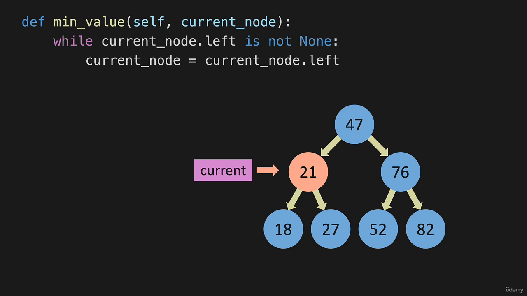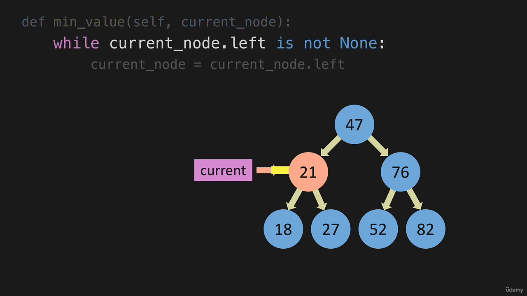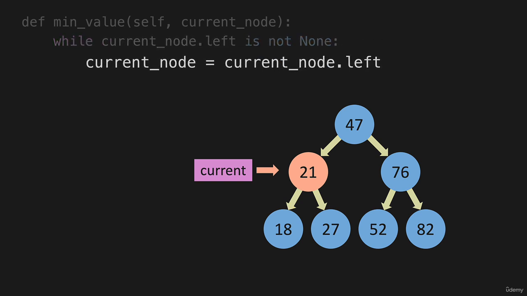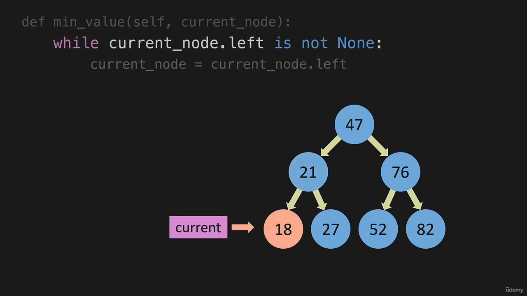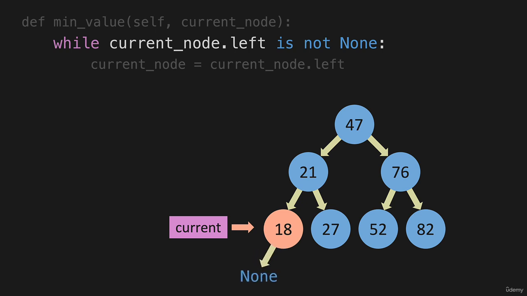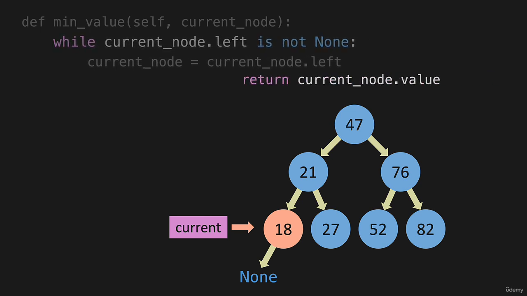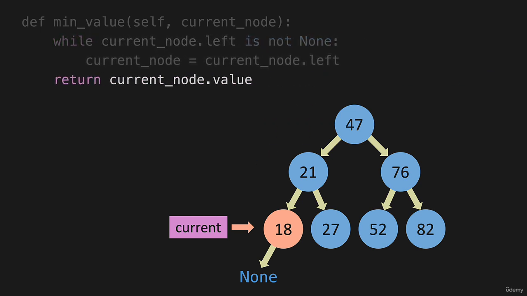And we'll run through this a couple more times. We'll say while current node dot left is not none, we'll set current node to be equal to current node dot left and move this down. But this time, when we run the while loop, current node dot left is equal to none, and that will break us out of this while loop, and then we'll return current node dot value. So I want you to notice that we're not just returning the node, we are specifically returning the value from the node, the number 18.